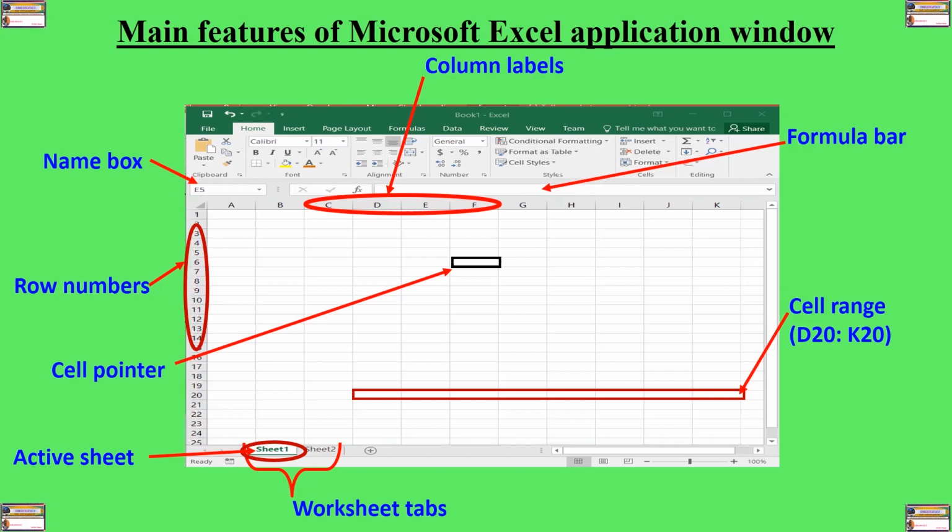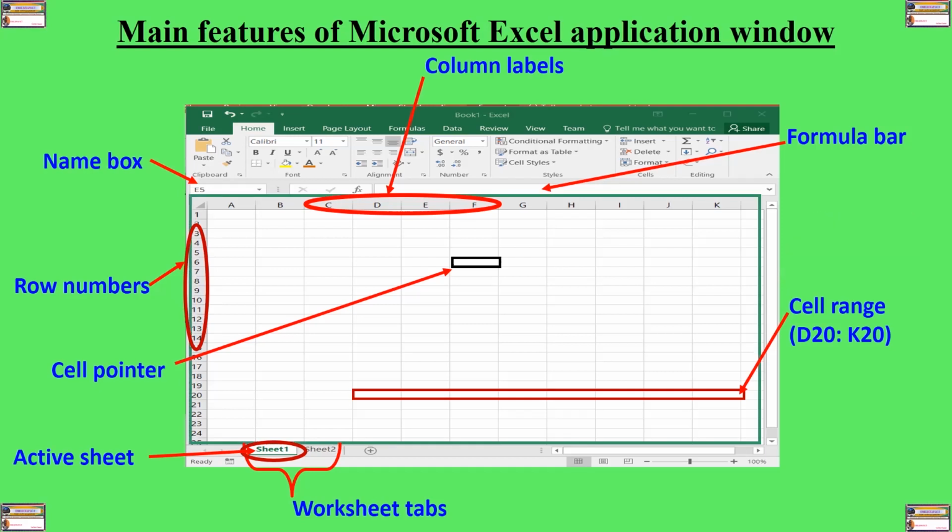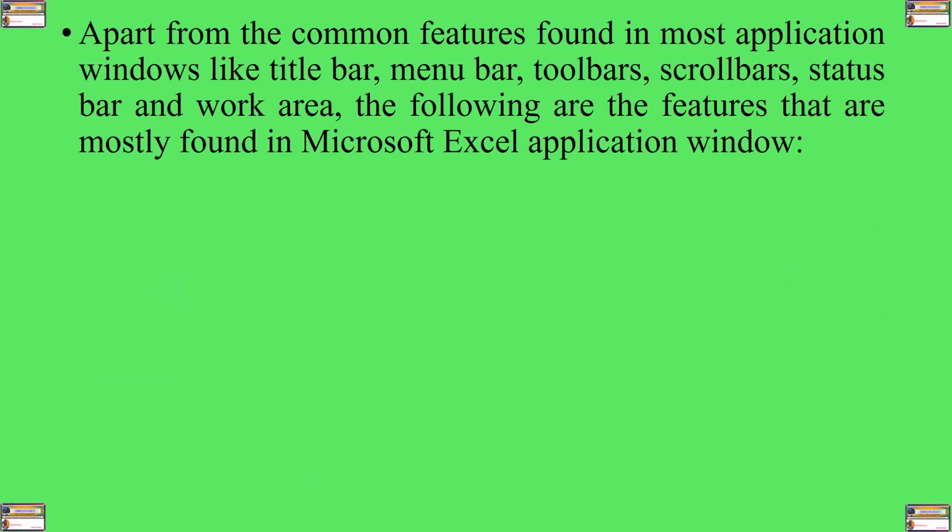And then we have all those rows and the columns forming what we call worksheet. So generally, worksheet is the working area in a workbook. Apart from the common features found in most application windows, like title bar, menu bar, toolbars, scroll bars, status bar, and work area, the features that we have already looked at are the ones that are mostly found in a Microsoft Excel application window. So how do we define them?